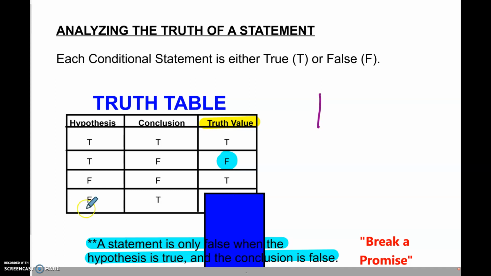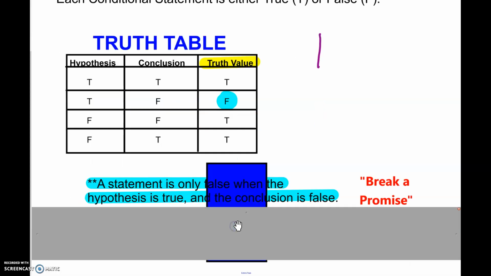And just because this is false, could it have still happened? That is true. The only time we conclude that we have a false result in a truth table is when the hypothesis is true, but the conclusion is false. So it's when you break a promise. That is when you're going to have a false truth value.